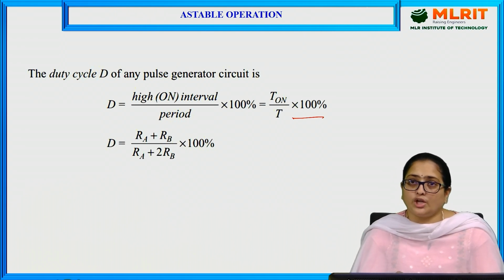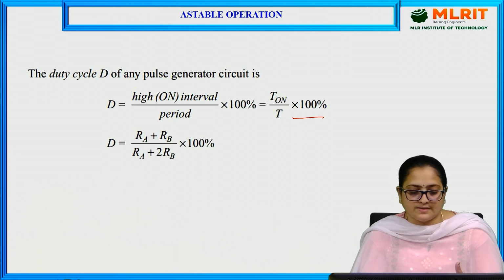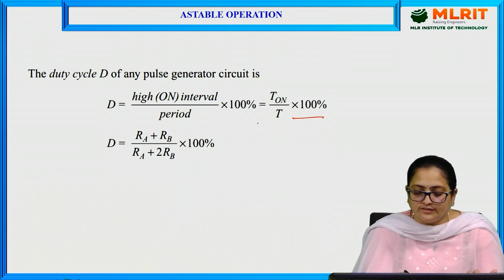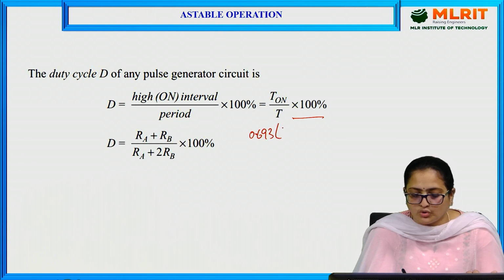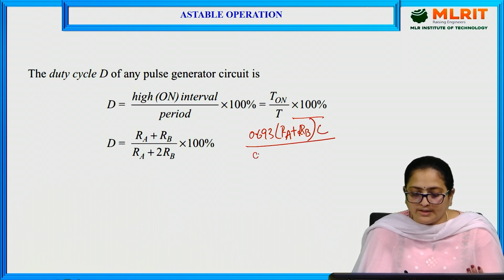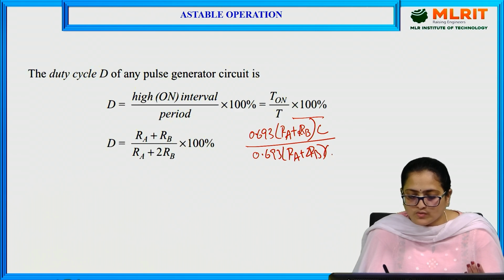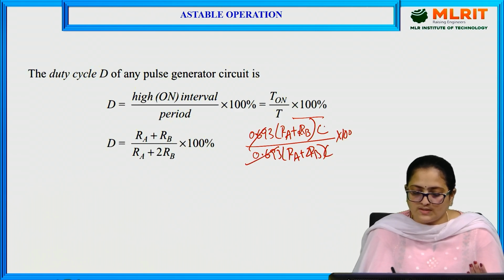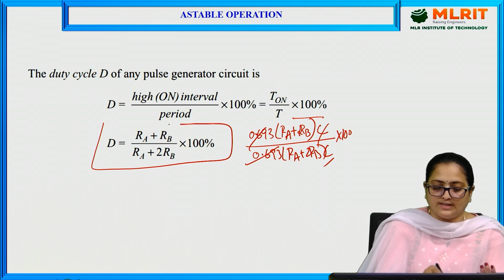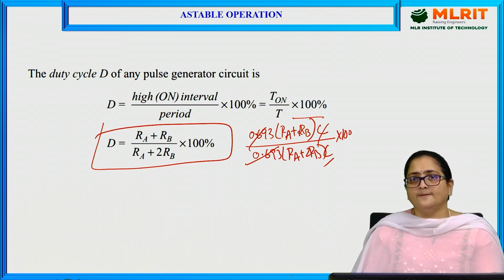Or you can also take T on by T into 100%. So when you are taking T on by T into 100%, where T on is given as 0.693 into (RA plus RB) into C, and the total time period is given as 0.693 into (RA plus 2RB) into C, into 100%. So this can be cancelled out and you will get the duty cycle as (RA plus RB) divided by (RA plus 2RB) into 100%. This is the formula for duty cycle.